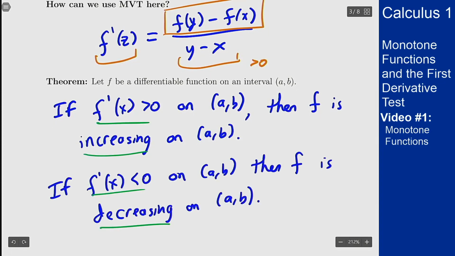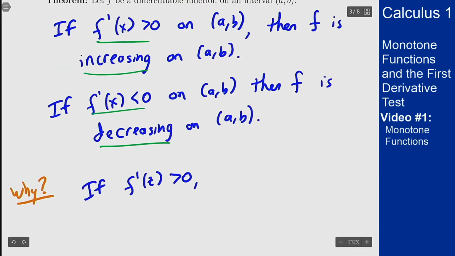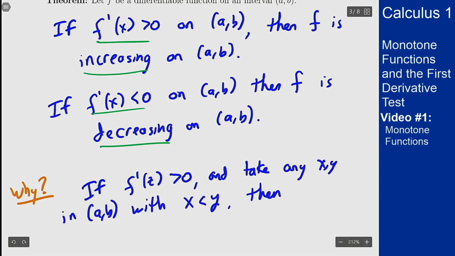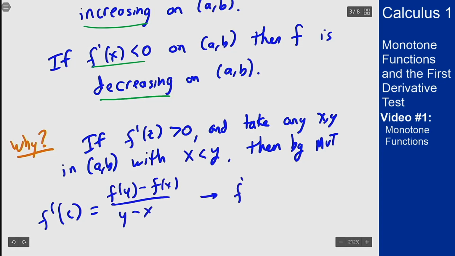And why does this work? Well, the argument's the same as above. If I assume that f prime is positive, and I take any x and y in (a, b) with x less than y, then by the mean value theorem, f prime at some point c, which is between x and y, is equal to f of y minus f of x over y minus x, or f prime at that point c times y minus x equals f of y minus f of x.